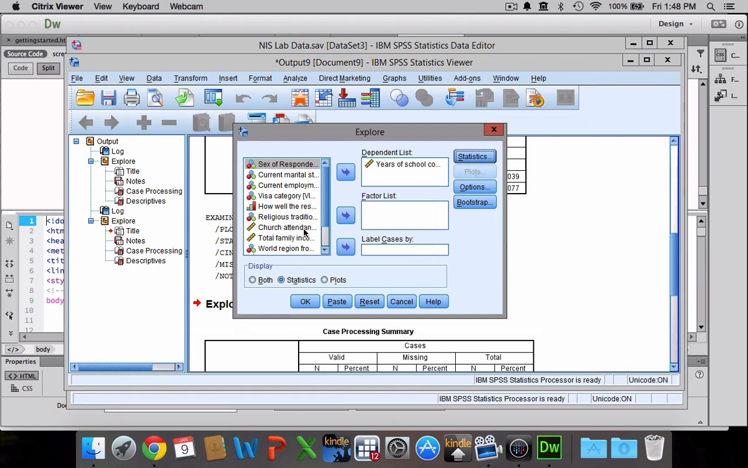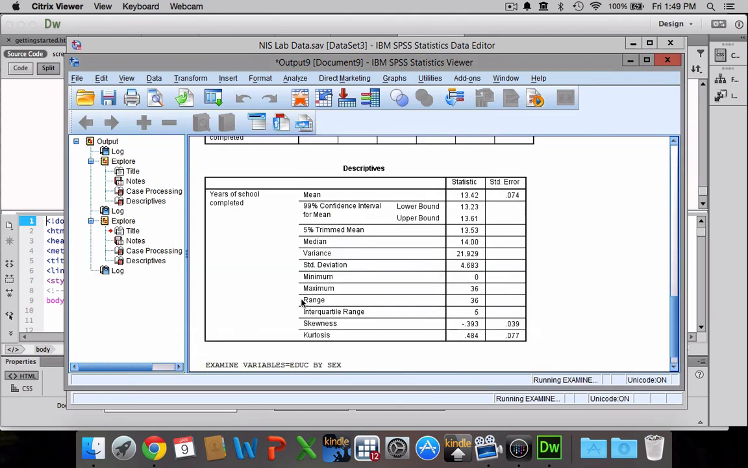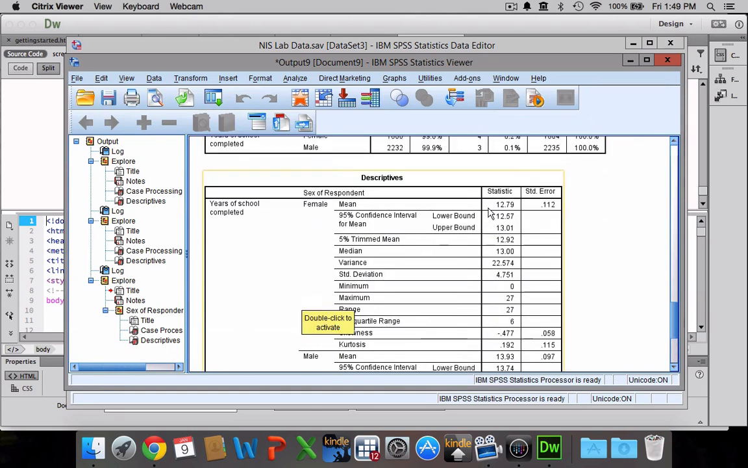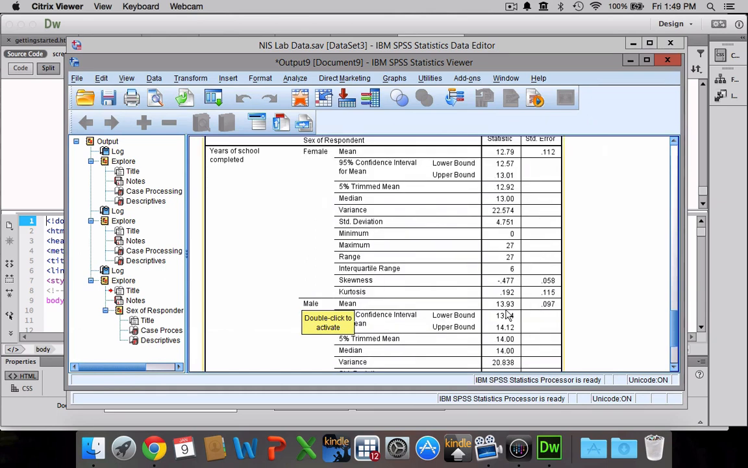And now I'm actually going to factor this by, what should we factor by? Let's factor by the sex of the respondent. And then we will click OK. And now we're actually going to have two different confidence intervals. We're going to have one for females, and we're going to have one for males. So it looks like the mean educational attainment for women is 12.79 compared to 13.93 for men, so a little bit of a difference there.